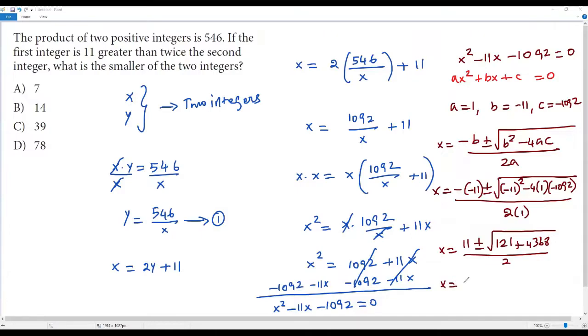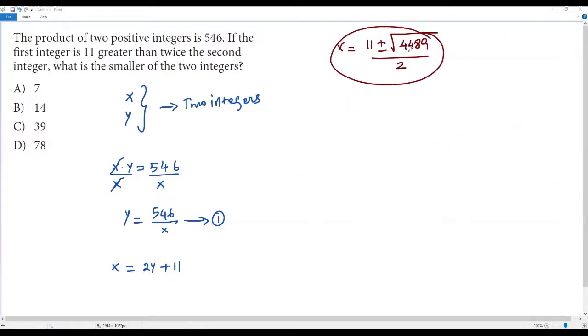Then I'm getting x equals 11 plus or minus the square root of, when I add 121 and 4368, I'm getting 4489, over 2. Okay, let me erase the other stuff and continue this one. This is the last step we have added in our previous working. Okay, now let me continue. So 11 plus or minus, and when I find the square root of 4489 using a calculator, I'm getting 67 over 2.